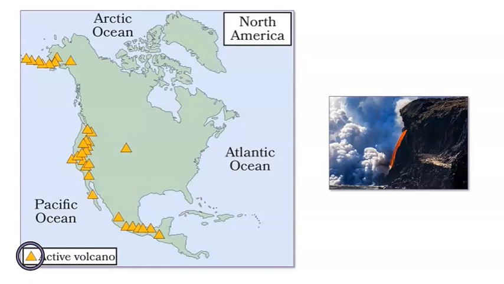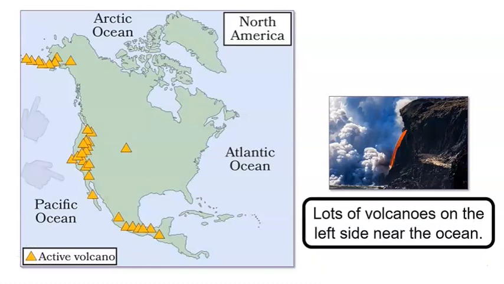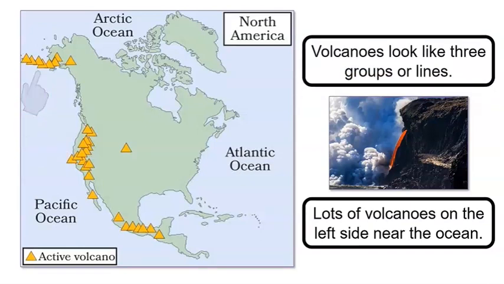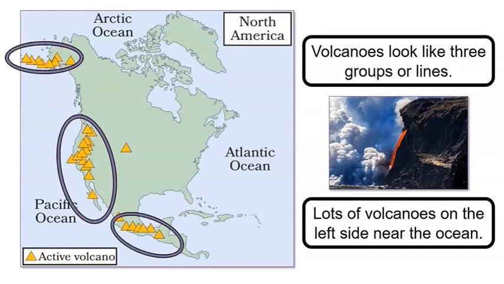I notice that there are a lot of volcanoes on the left side of North America, near the Pacific Ocean. The volcanoes also look like they are in 3 groups or lines. I remember that we noticed mountains also form lines.